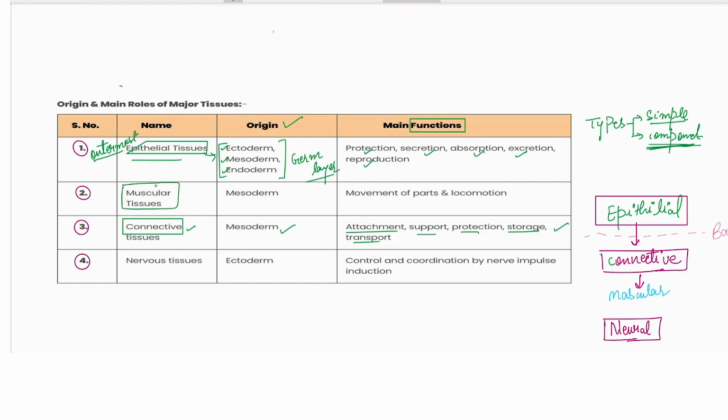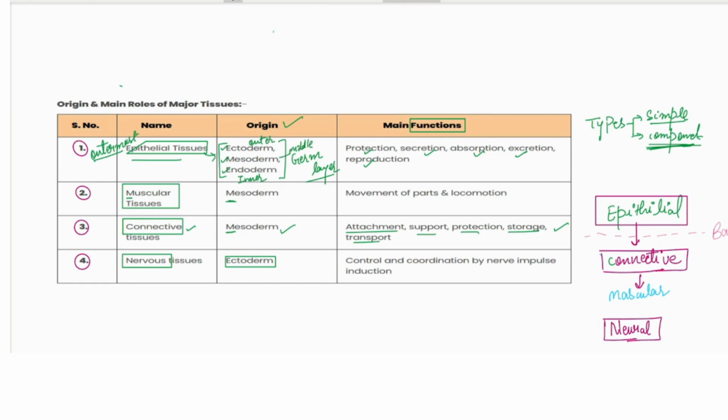In the muscular tissues, again M for muscular, M for mesoderm, connective also mesoderm, but only one thing you have to learn: nervous tissue is actually ectodermally originated. Ectoderm is the outer germ layer. The outermost germ layer is ectoderm. Endoderm is the innermost germ layer. Ectoderm is the outermost germ layer. Mesoderm would be the middle germ layer.